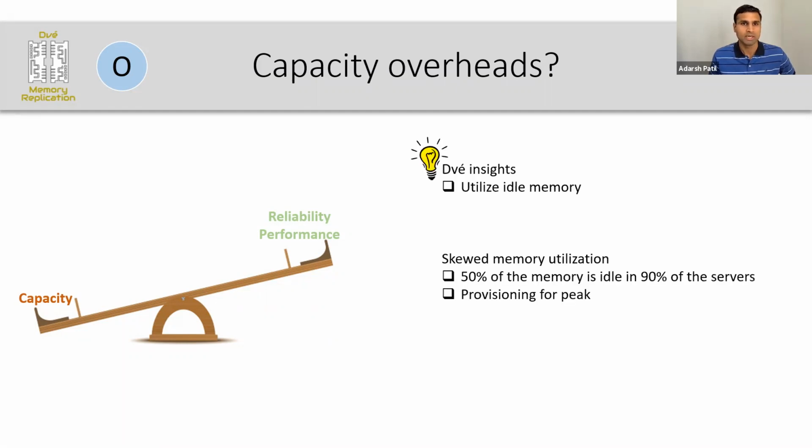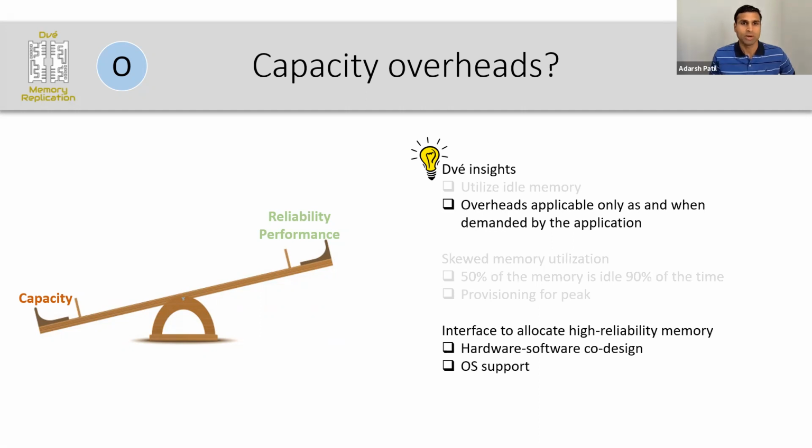The third insight that DWE brings to manage this capacity overhead issue is that we can opportunistically use the idle or underutilized memory capacity that is already provisioned in the system. Several recent works have reported this phenomenon of skewed memory utilization. That is, at least 50% of the memory is idle in 90% of the servers. This is because memory resources are often over-provisioned due to peak estimation.